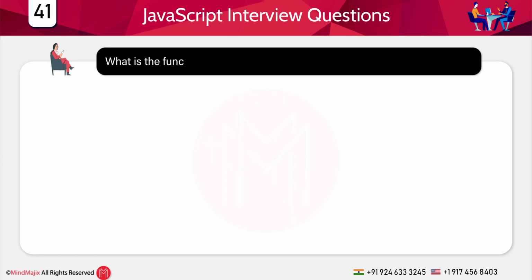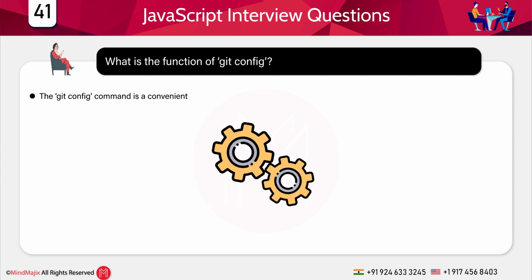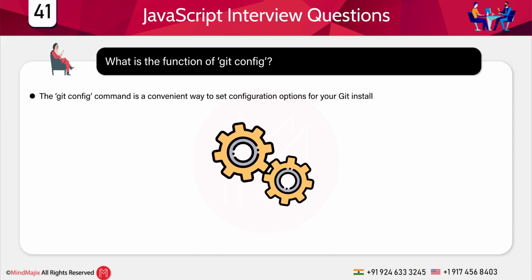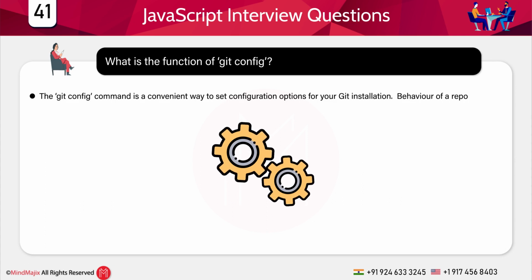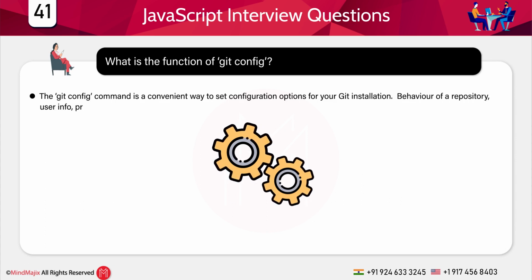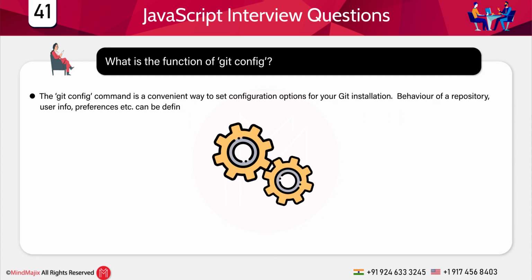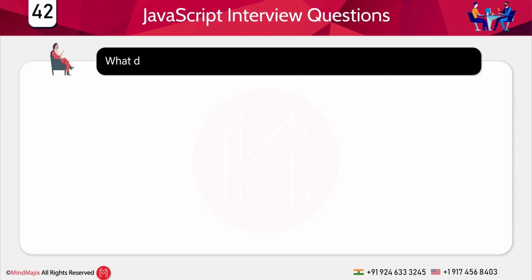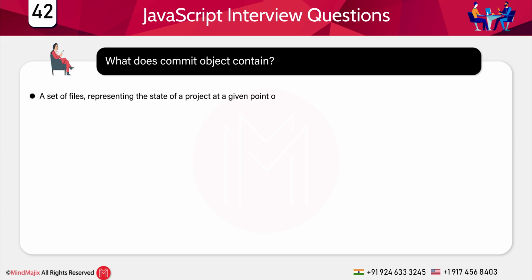What is the function of git config? The git config command is a convenient way to get configuration options for your git installations. Behaviors of the repository, user info, preferences, etc. can be defined through this command. What does the Git commit object contain? A set of files representing the state of the project at a given point in time, and references to the parent object.